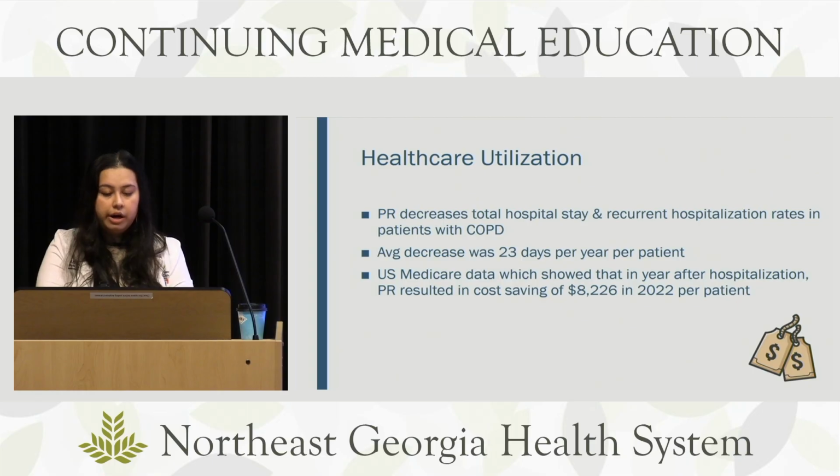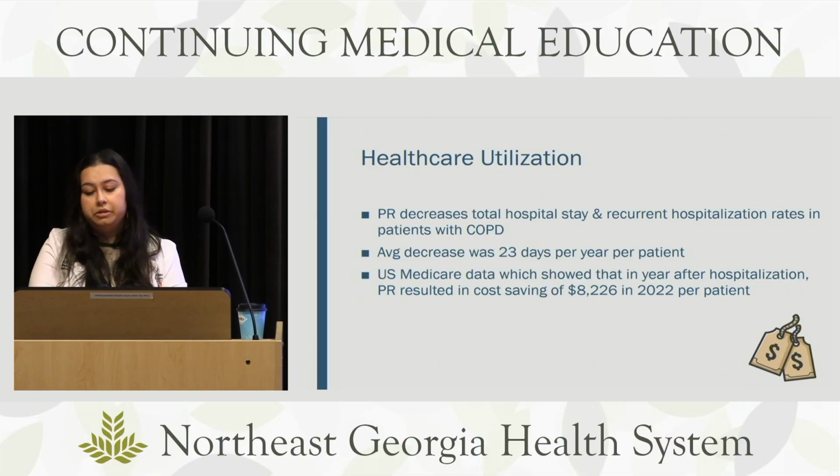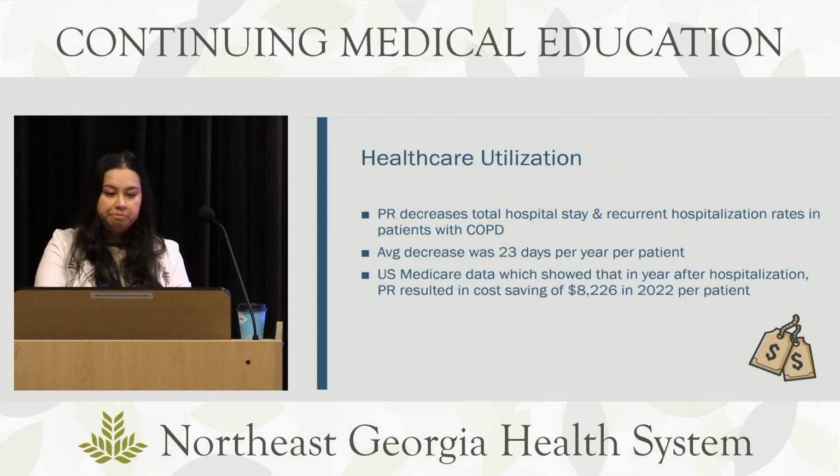And then cost. So pulmonary rehab decreases hospitalization, recurrent hospitalization. An average decrease was 23 days per year per patient. And then US Medicare data shows that in the year after the hospitalization, pulmonary rehab results in about a saving of $8,000 per patient in 2022. But again, this is one study. You want to look at many other studies, larger groups, to really assess the cost effectiveness of this program.